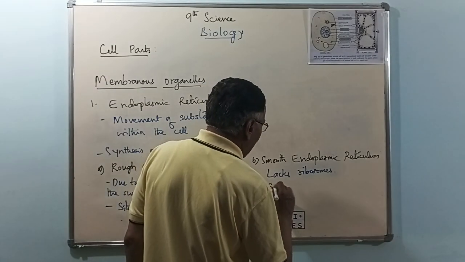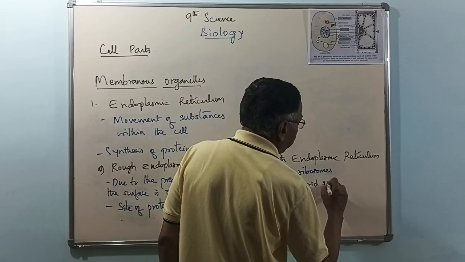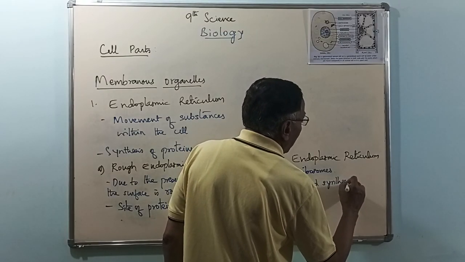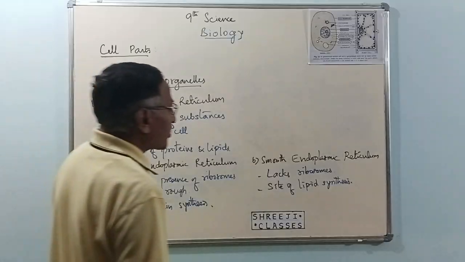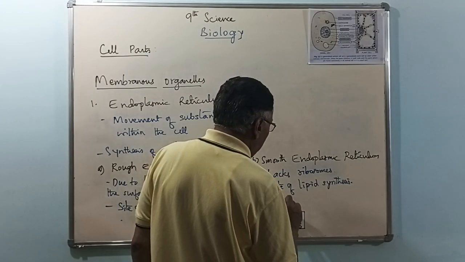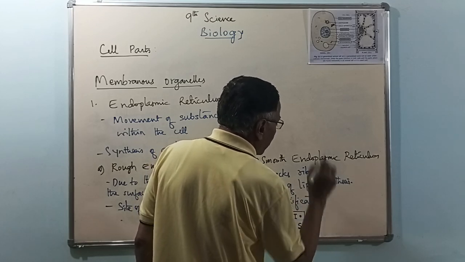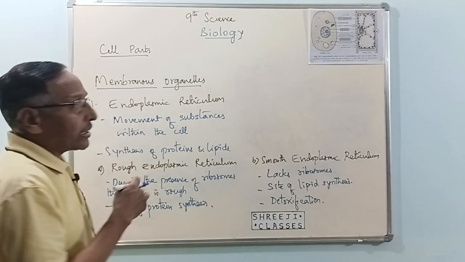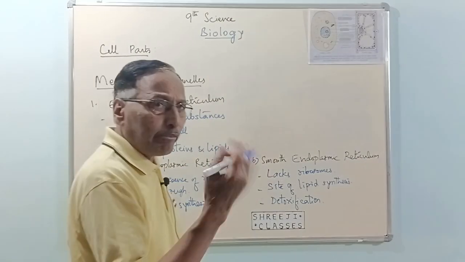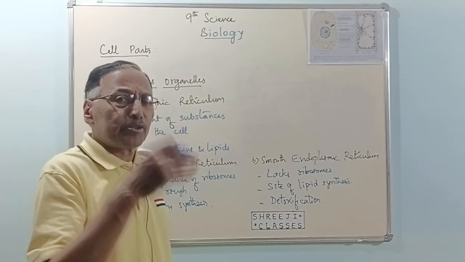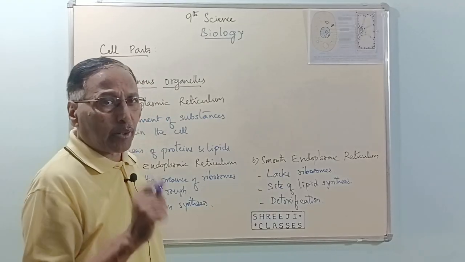Secondly, it is the site of lipid synthesis, means fats. It also helps in detoxification. Means what? Removing poisonous substances which might enter the cell or which are produced in the cell. It helps in removal of the toxic substances, poisonous substances which may harm the cell. That is done by smooth endoplasmic reticulum.